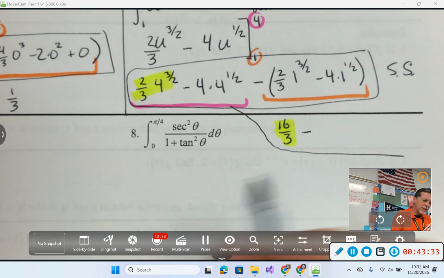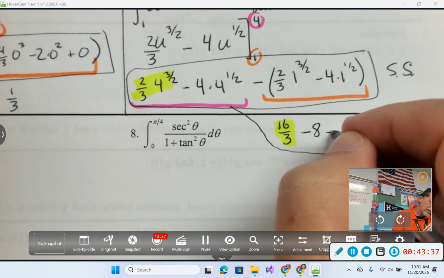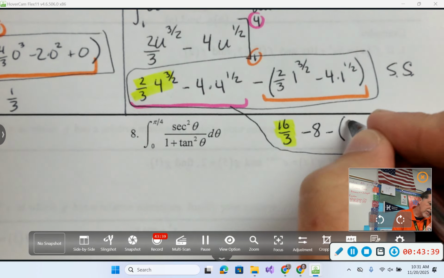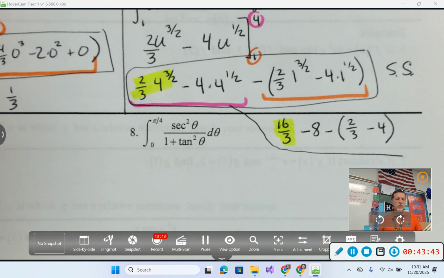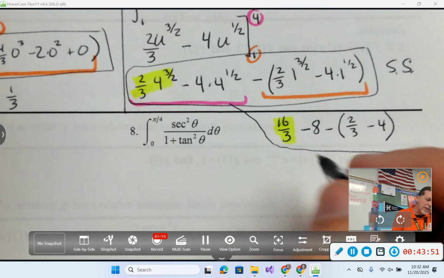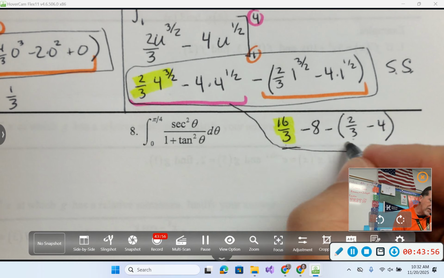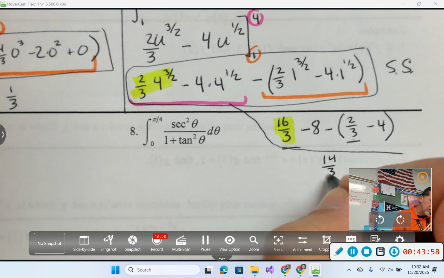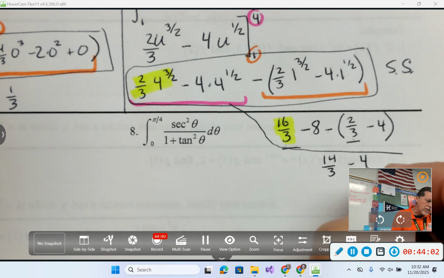Next one's a little bit easier. 4 times the square root of 4, that'd be 8. So minus 8. Minus, the ones are nice. 2/3 minus 4. That's a safe stop, but if you were doing a safe stop, you'd have stopped at this step before that. So let's keep going. 16/3 minus 2/3. If I combine those, I get 14/3. And then negative 8 plus 4 is minus 4.